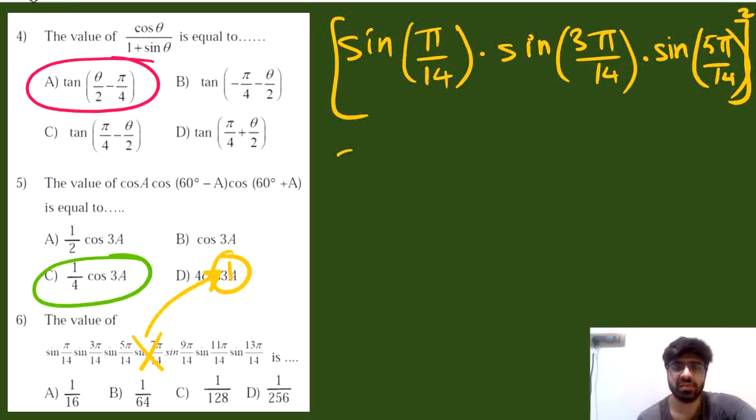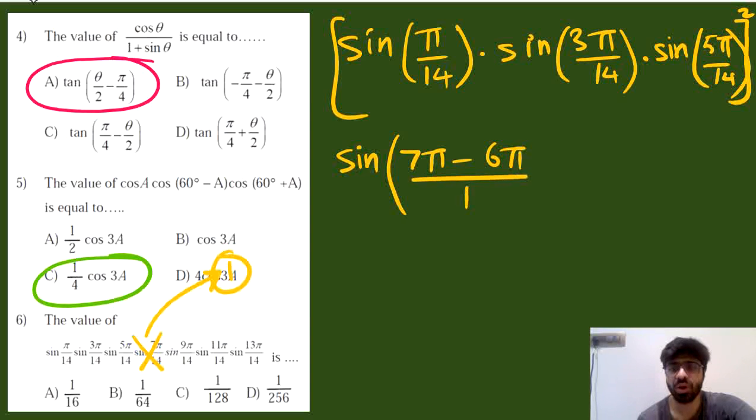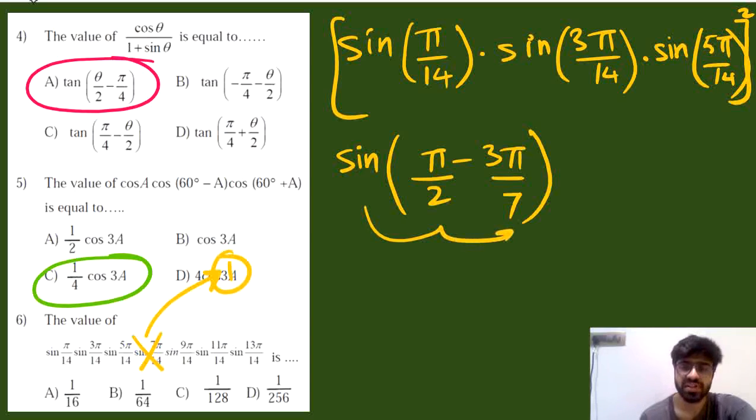We know that sin 90 minus theta is cos theta, right? So try to bring a 90 at the first position. 90 means pi by 2. And if I want a pi by 2 in the first position, I will write that pi as 7 pi minus 6 pi the whole upon 14. That is how I am writing sin pi by 14. When we split them, we get 7 pi upon 14 minus 6 pi upon 14. 7 pi upon 14 is pi by 2. 6 pi upon 14 is 3 pi by 7. Sine of 90 minus theta is basically cos theta. So the first term is cos of 3 pi by 7.